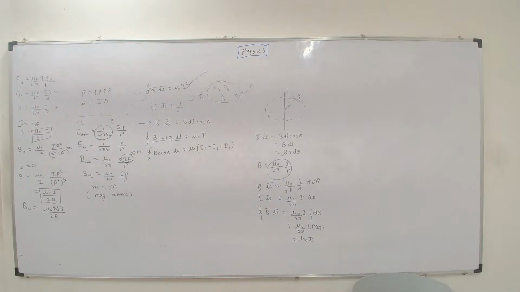The direction of dB bar is perpendicular to the plane formed by dl and r. This is dl आणि r वाला.